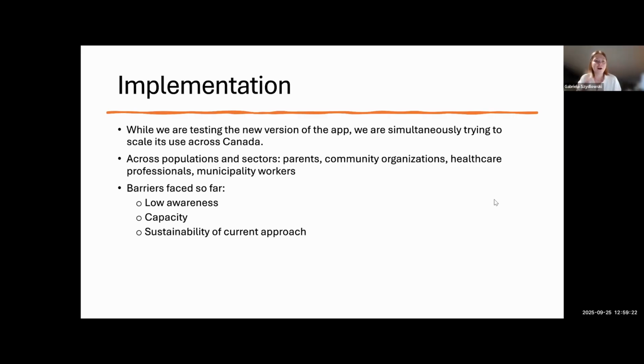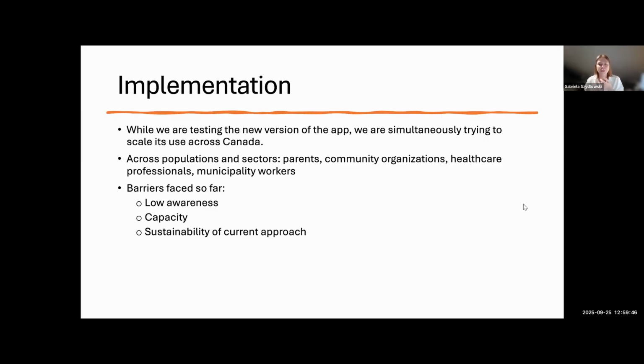So now moving to the implementation side of the study. While we're testing this new version of the app, we're simultaneously trying to scale its use across Canada and kind of also prepare the terrain. So for when the new version is out, we already started the implementation efforts. Our implementation goal is also quite ambitious. It's across populations and sectors.